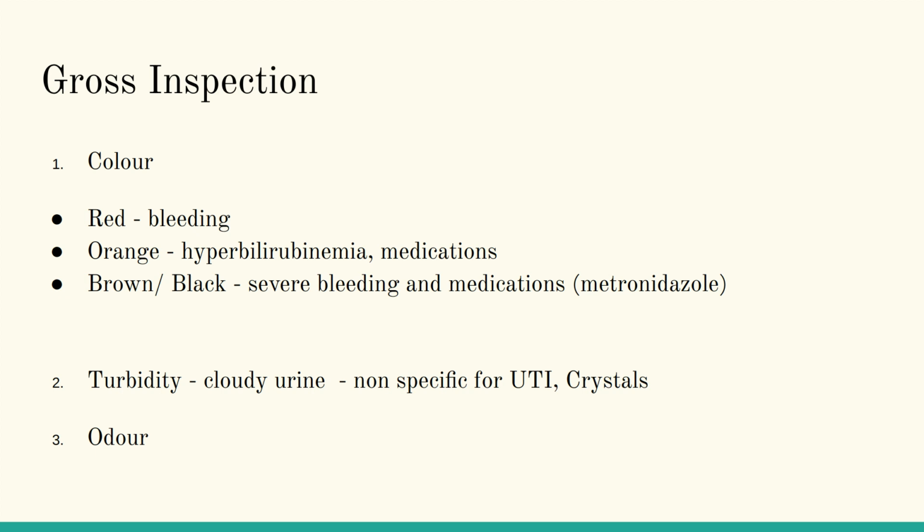Color, based on the pathology, the color can change. For example, red color would indicate bleeding in the urinary tract. Orange color can indicate hyperbilirubinemia or certain medications. And brown-black color would indicate severe bleeding or certain medications like metronidazole.